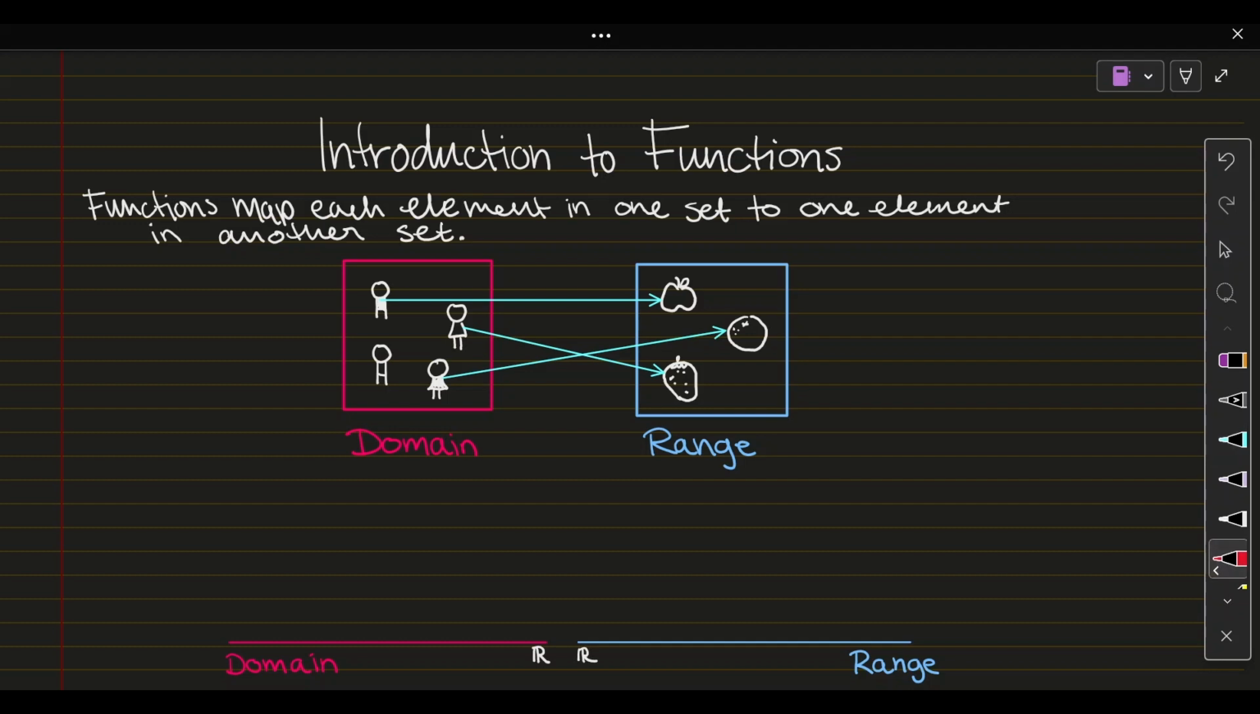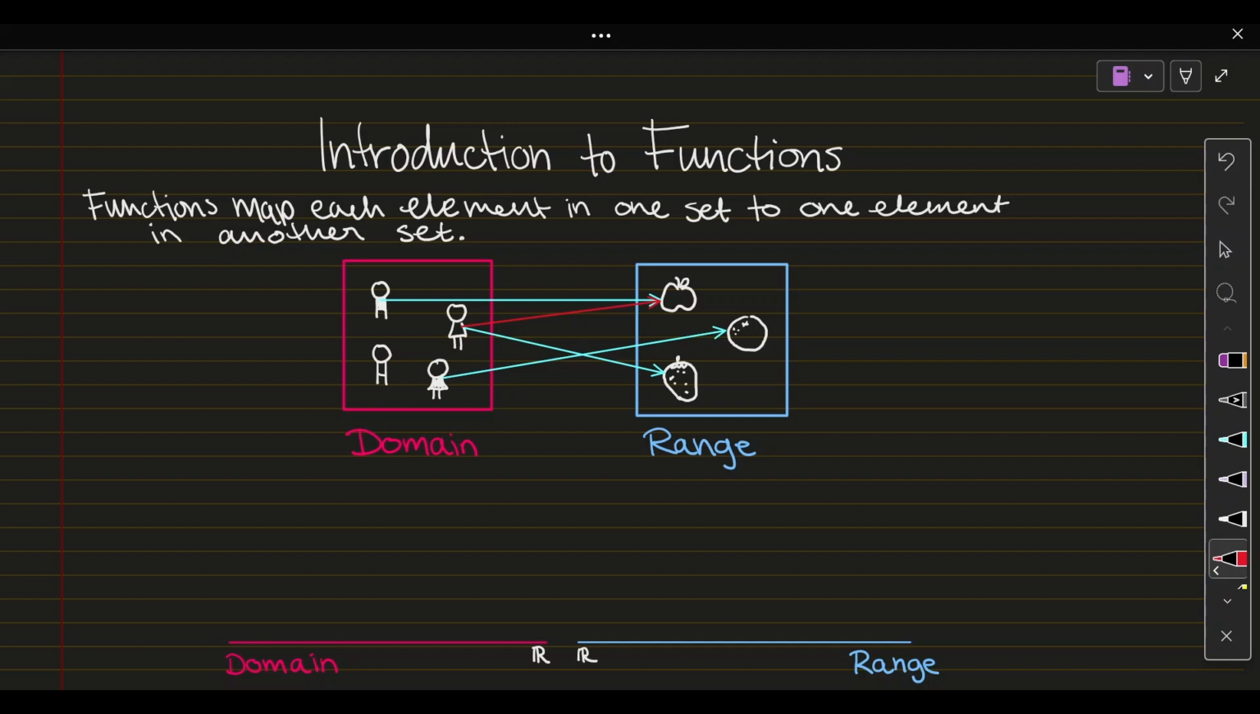Now, this is not a function if one person gets 2 fruit. All right, so they're greedy. Let's say I give them 2 fruit. They're greedy about their fruit. I don't know. This is not a function because one person is getting more than 1 fruit.